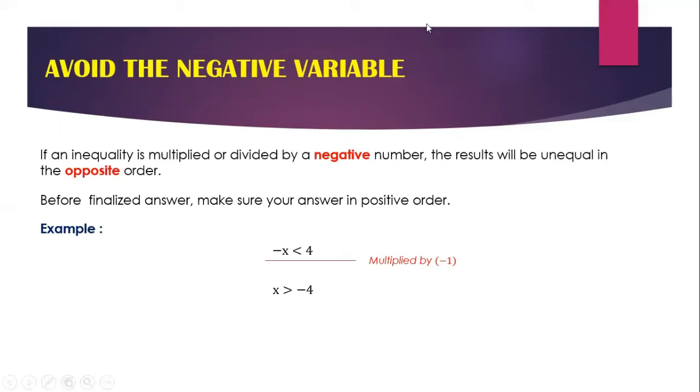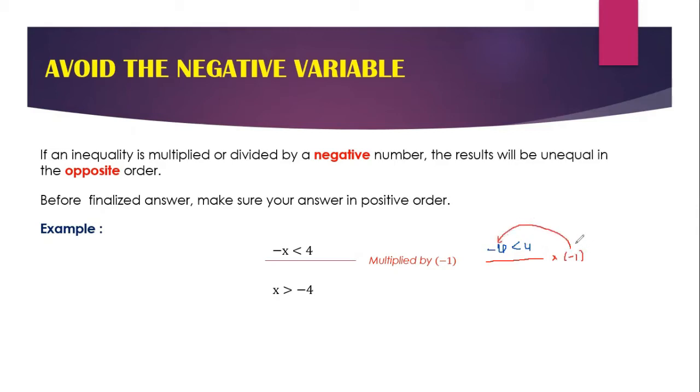Okay, students, I'll show you the process. This is the process. Minus x less than 4, and both sides times by minus 1, or multiply by minus 1. Okay? For both sides will be multiplied by minus 1.